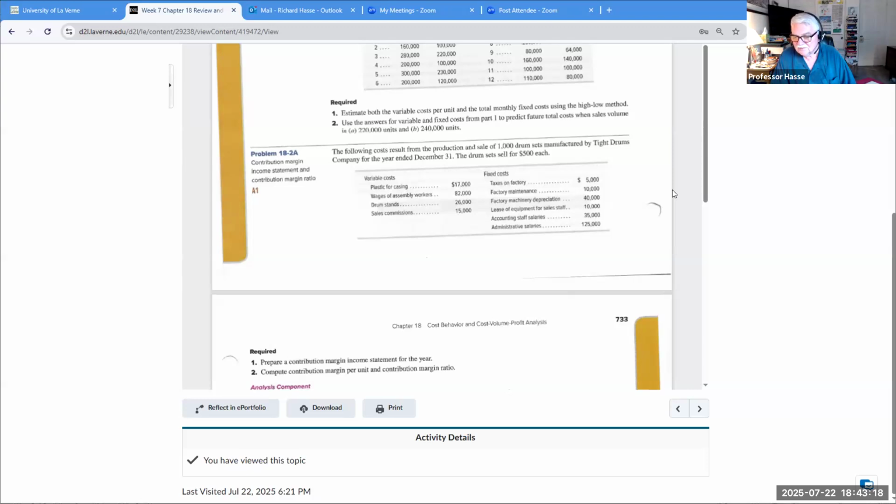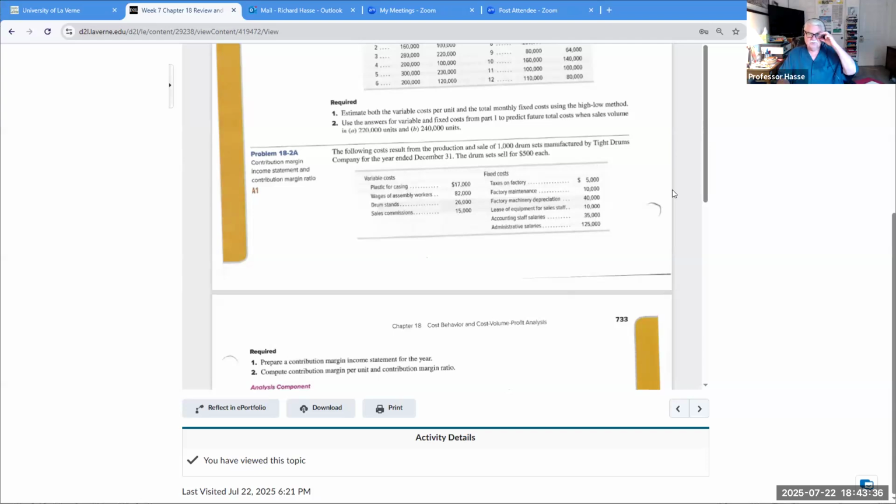Variable and fixed costs. This is the same problem, but we're looking at a different way of interpreting this information. We're trying to determine the contribution margin of this product. So let's take a look at this.